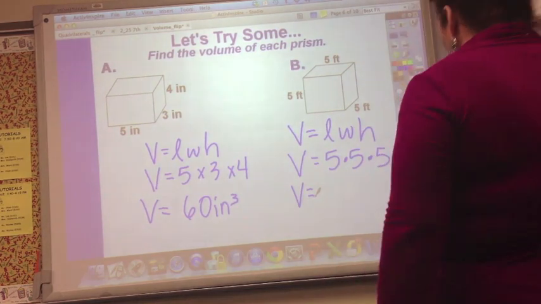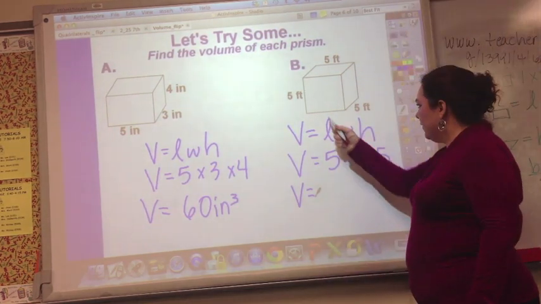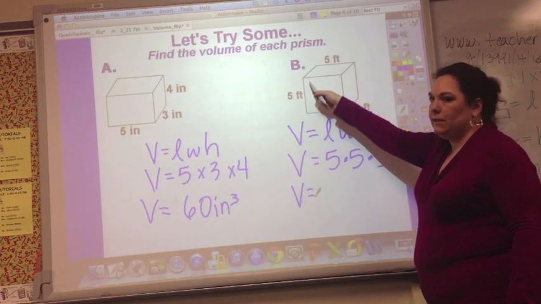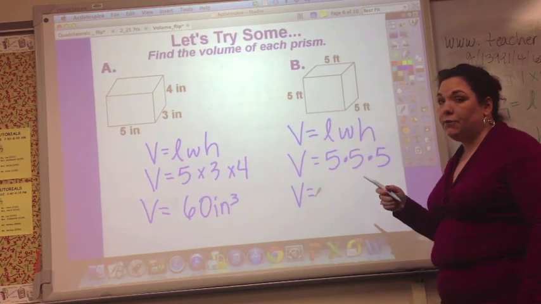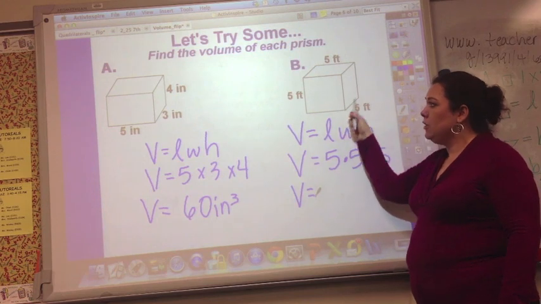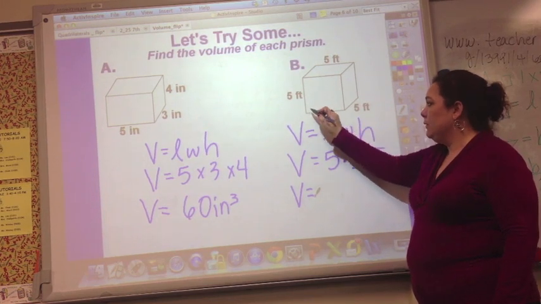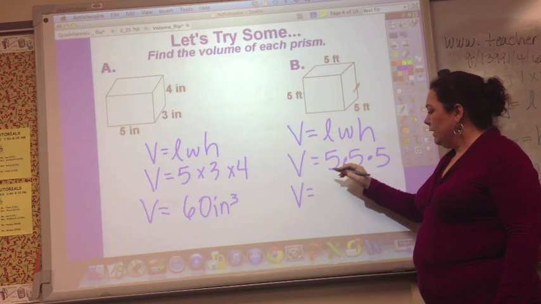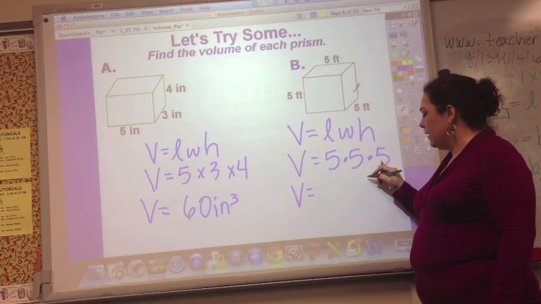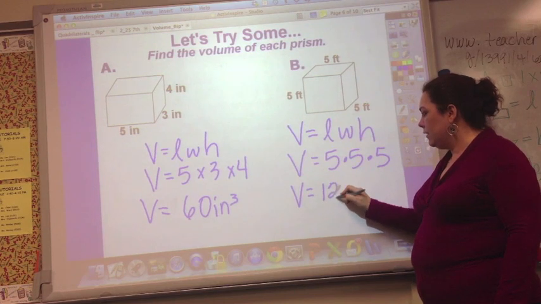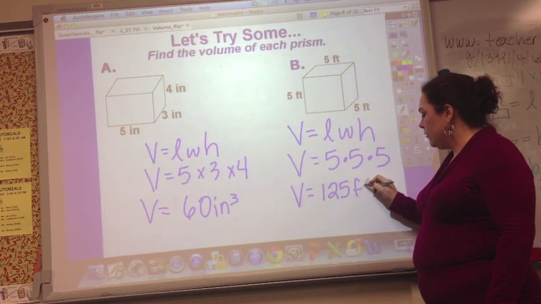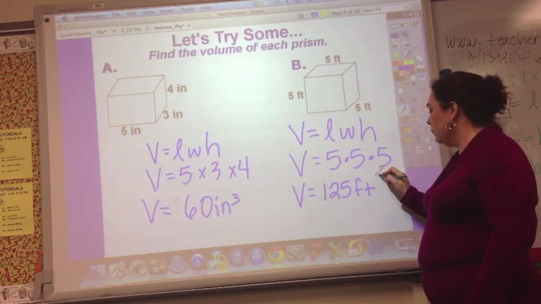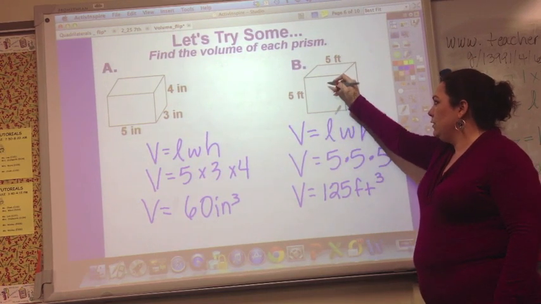Okay, so the length is 5, the width is 5, and the height is 5. So you don't do 5 times 3. There's more than 15 cubes that would fit in here because there would be 5 across here and 5 over here. So it's 5 times 5 is 25, times 5 is 125. Make sure you put your units, and instead of squared, it's 3 dimensions: 1, 2, 3.